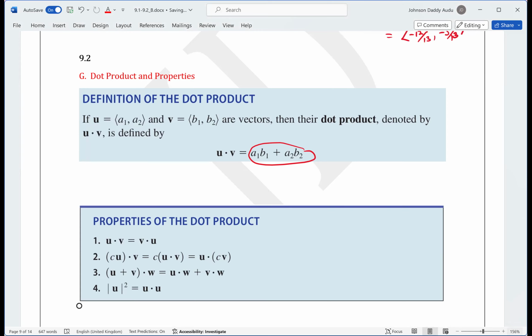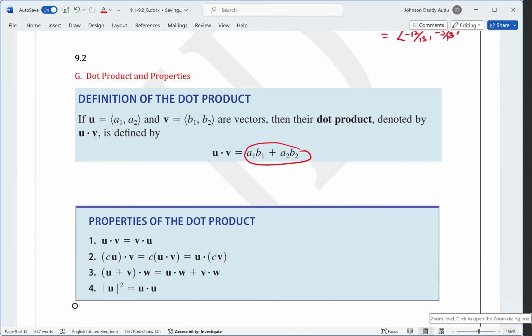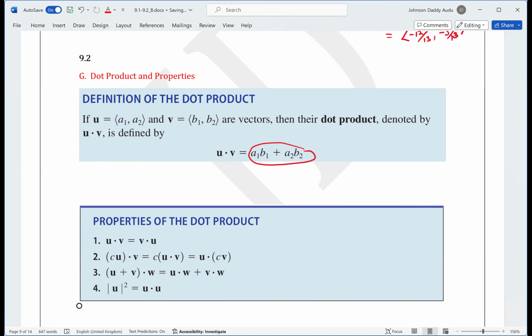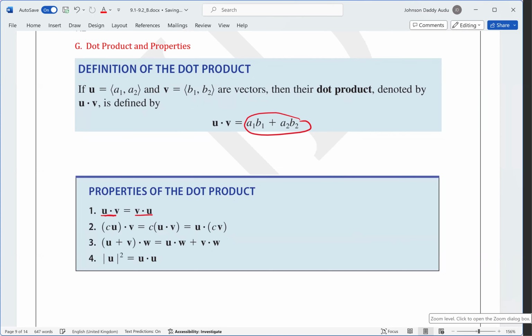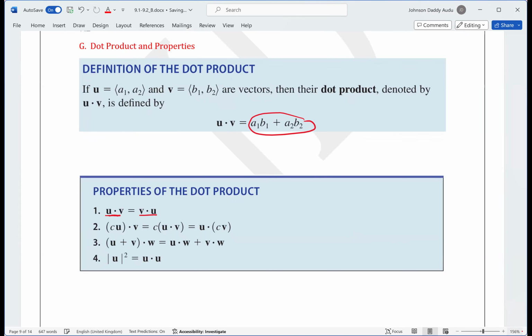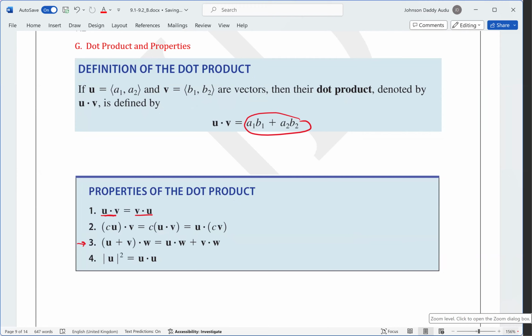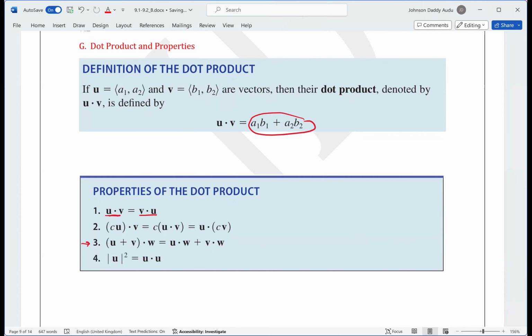Another property is that the dot product is commutative. It's just like the normal products we know. So u dot v is the same thing as v dot u. And also here we can apply the distributive law, like the law for multiplication. You can see we also have a distributive law for vectors. If you have u plus v, everything dot w, it is the same thing as u dot w plus v dot w.